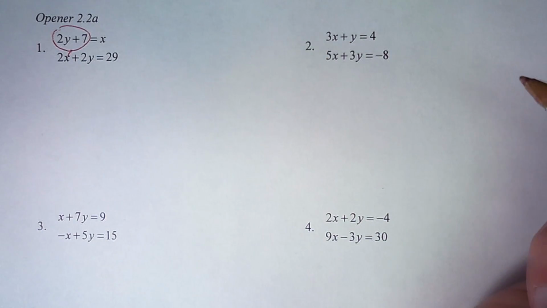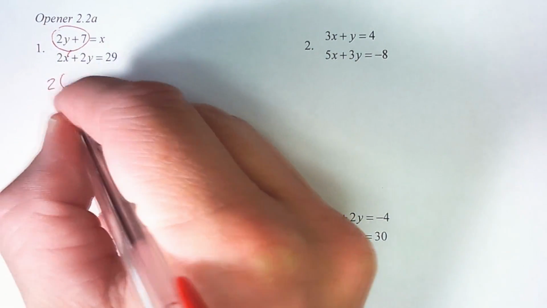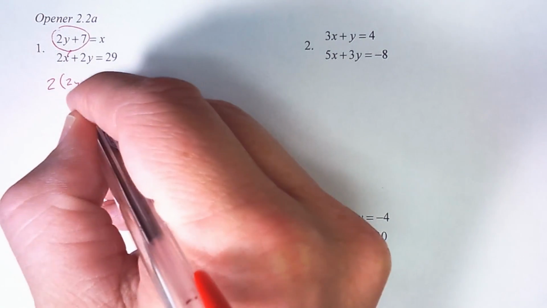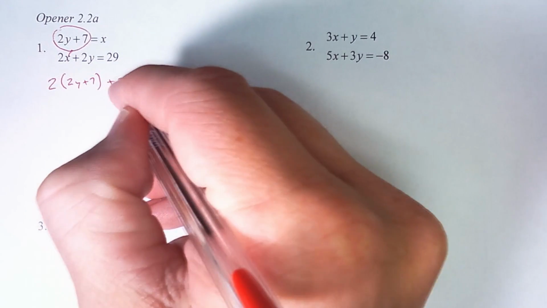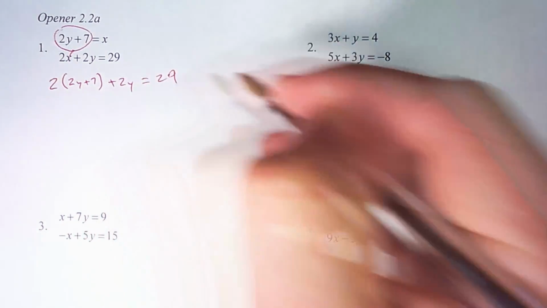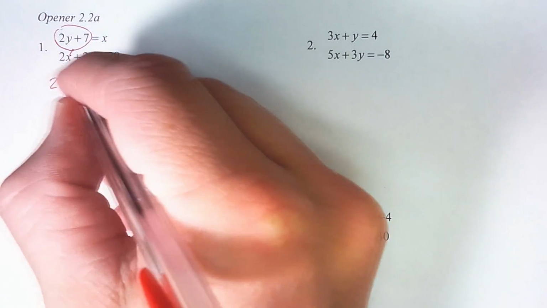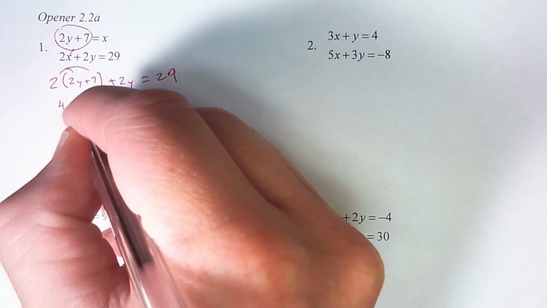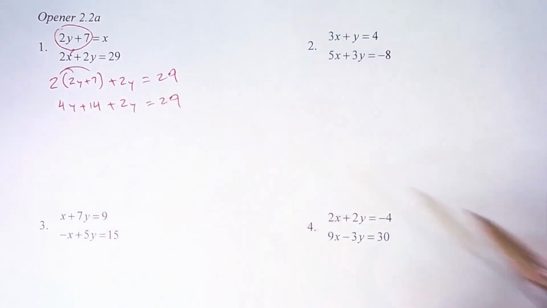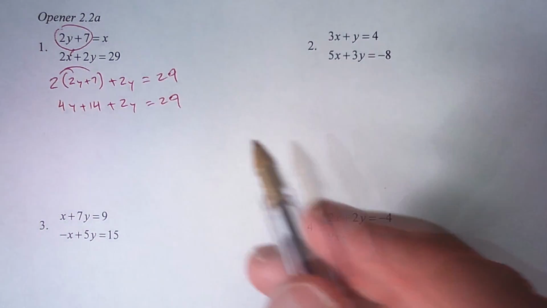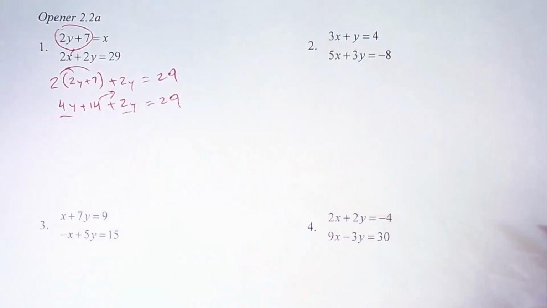So I'm going to take this right here, and since that equals x, I'm going to plug it in right there for x. Okay, so I have 2 times 2y plus 7, plus 2y equals 29. This is the substitution method. Okay, so I can distribute and I get 4y plus 14 plus 2y equals 29. On this next step, I'm going to combine these like terms and I'm going to subtract that 14.